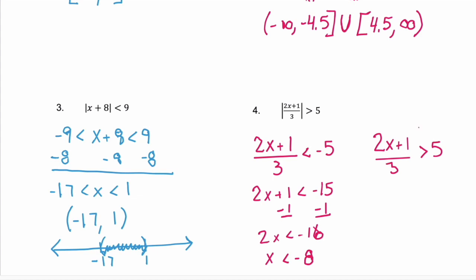Solving the second one, again we multiply by 3 and we have 2x plus 1 is greater than 15. Subtract 1 and we have 2x is greater than 14. Dividing by 2, we have x is greater than 7.